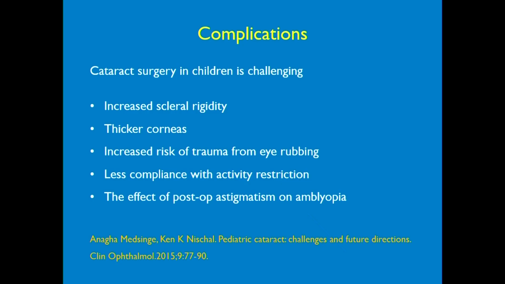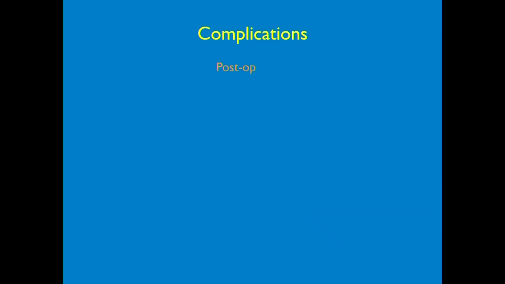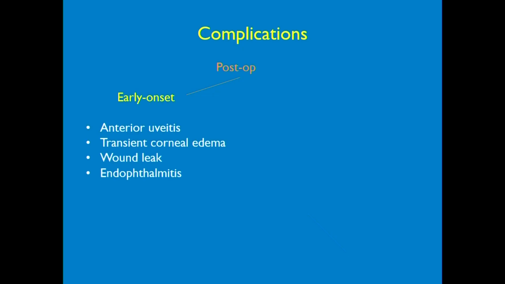Less compliance with activity restriction. All of us who have seen kids in the post-op period know how difficult it is to restrict their activities. And amblyopia is always one of the factors we need to keep in mind. So we classify post-operative complications into early onset and late onset complications. In the early onset complications, we have anterior uveitis, transient corneal edema, wound leak, and endophthalmitis.